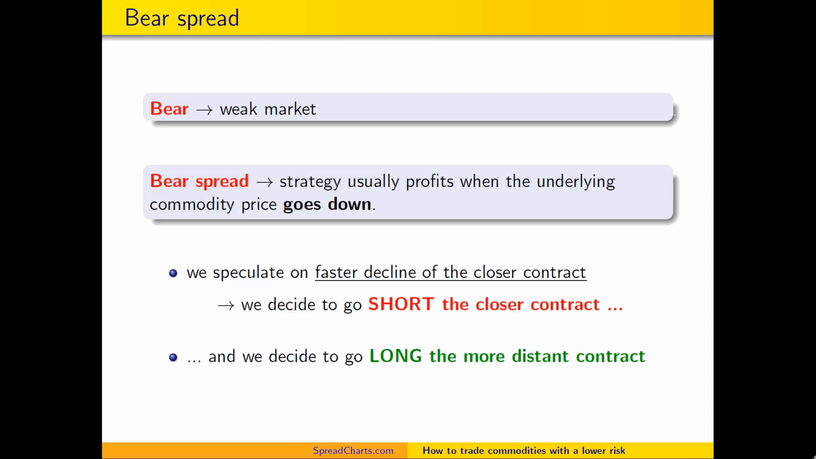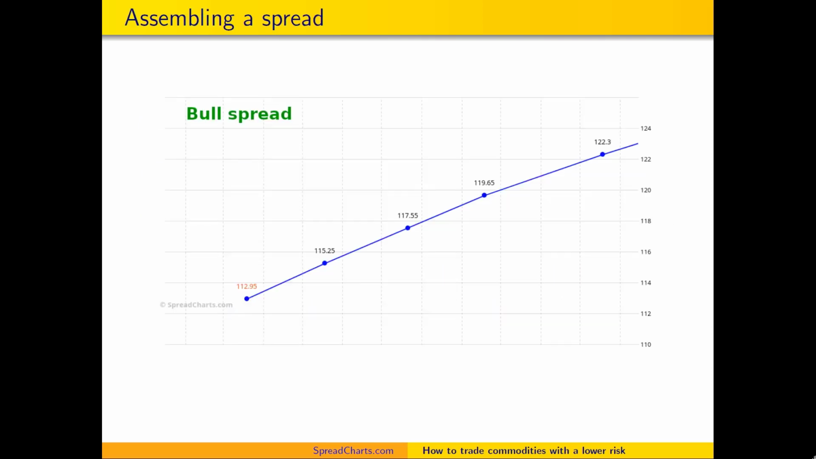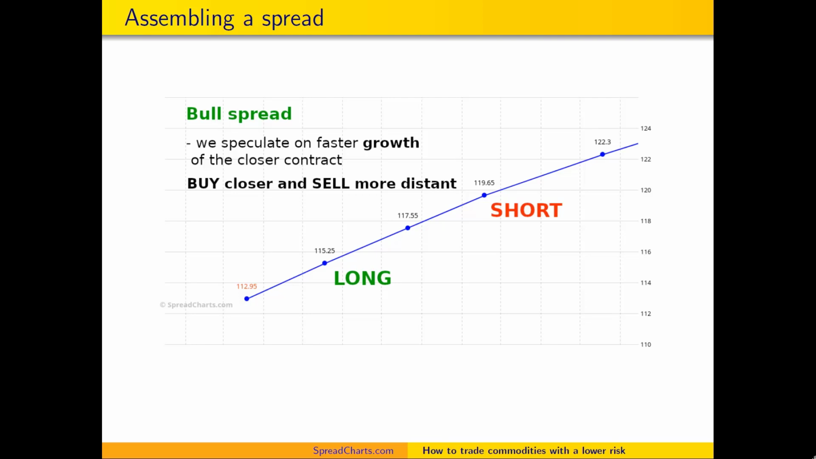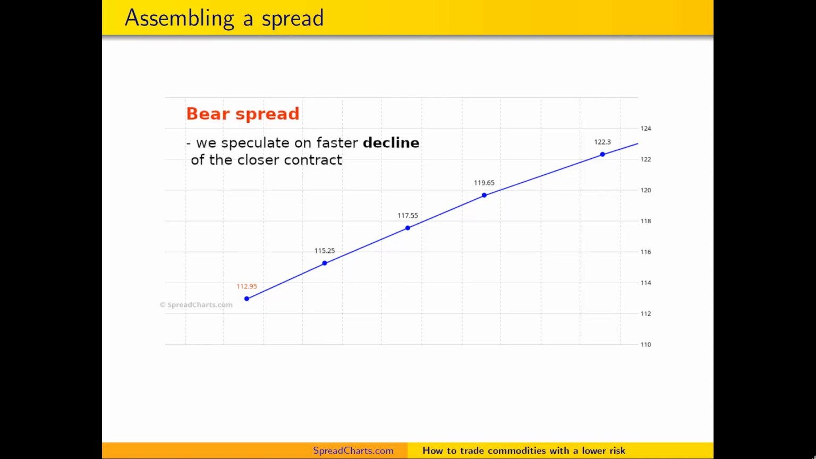And here is a practical example using the same structure chart. We will start with bull spread. You should already know that the closer contracts are more sensitive to the movement of the underlying commodity than the distant contracts. So if we expect the price of the commodity to rise, we buy the closer contract and sell the more distant one. That's our bull spread. Now bear spread. Once again, if the underlying commodity is trending down, the closer contracts will fall faster than the distant ones. We sell the closer contract to capture this move and hedge our position by buying the more distant contract.